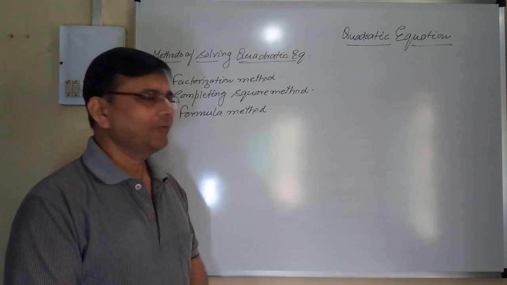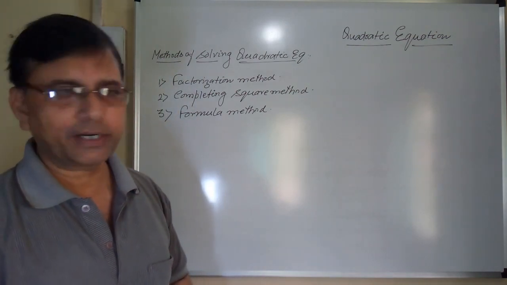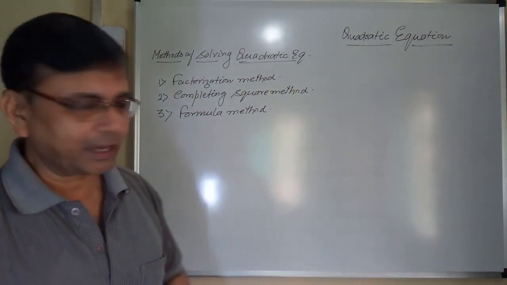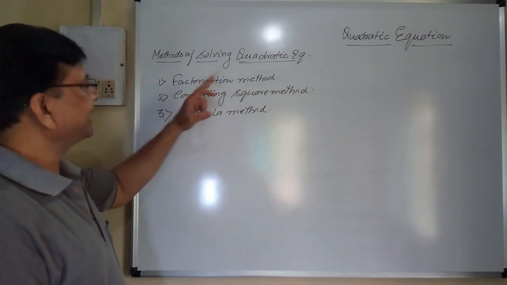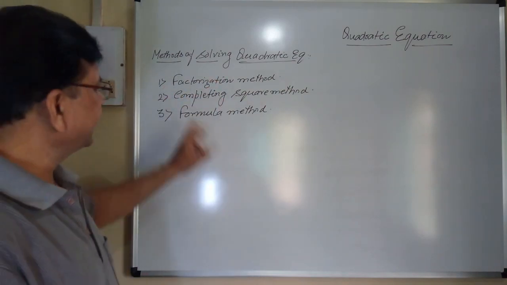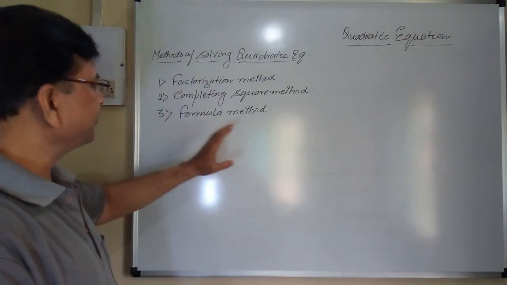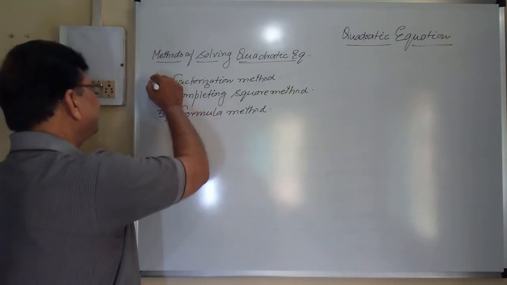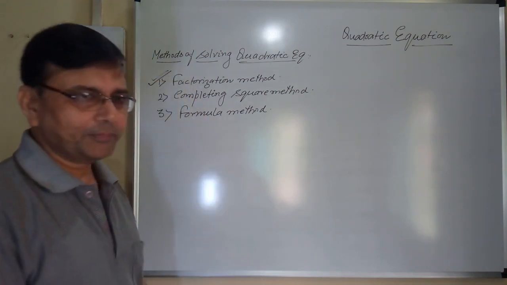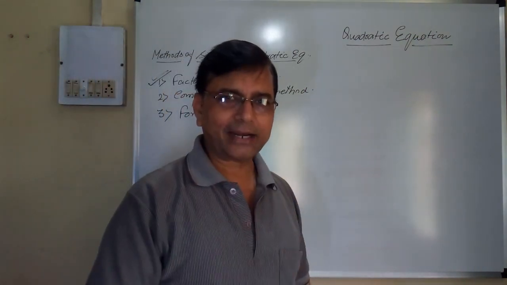So there are various methods of solving quadratic equation. These methods are: first method is factorization method, second one is completing square method, and third one is formula method. So first we will take up this factorization method. So what is the meaning of factorization?